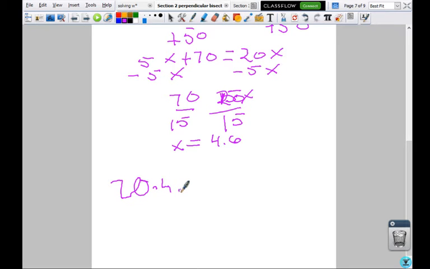Alright, so we're going to plug in 4.6 for x. So we're plugging into FD: 20 times 4.6 minus 50.